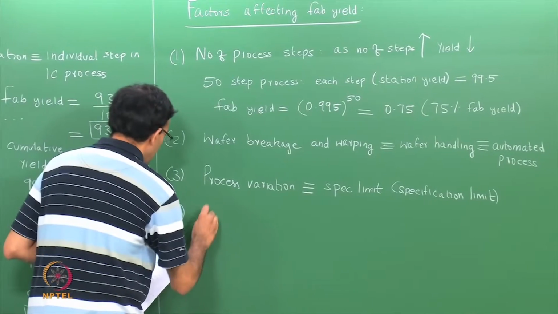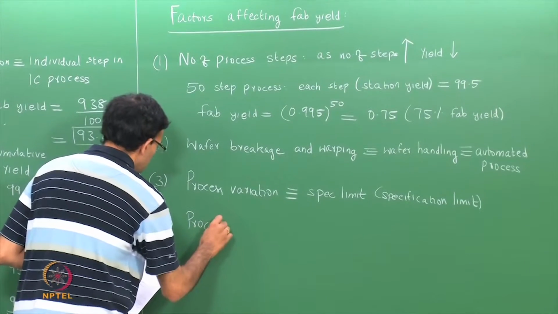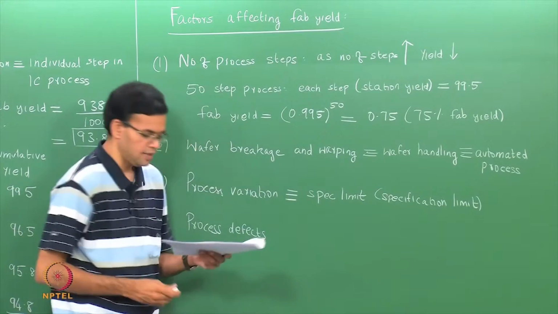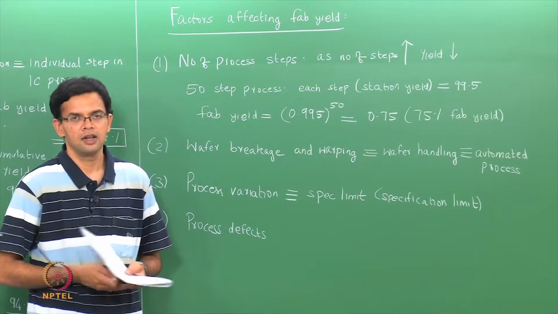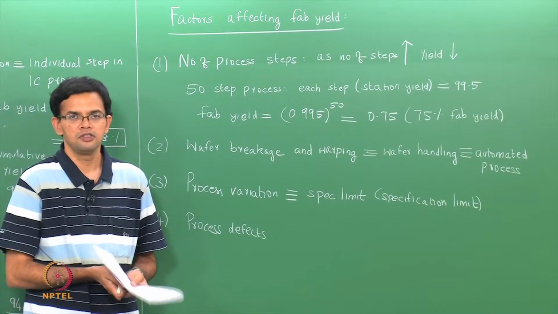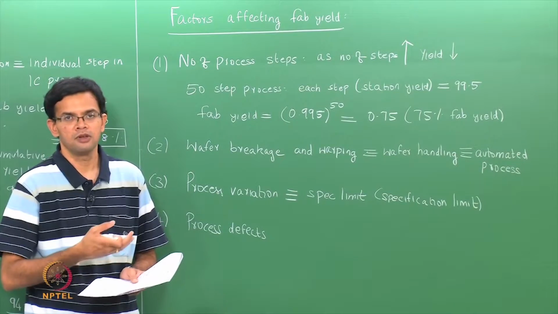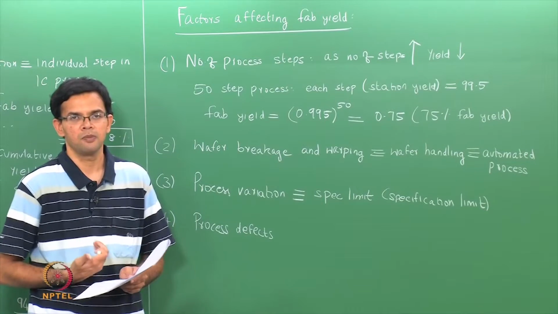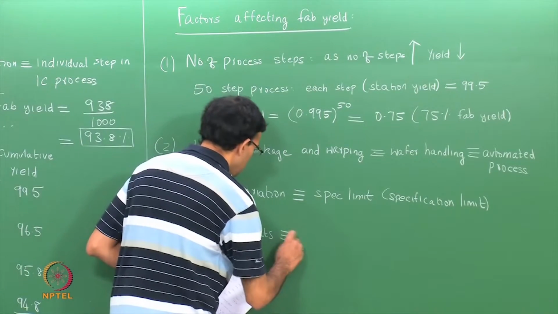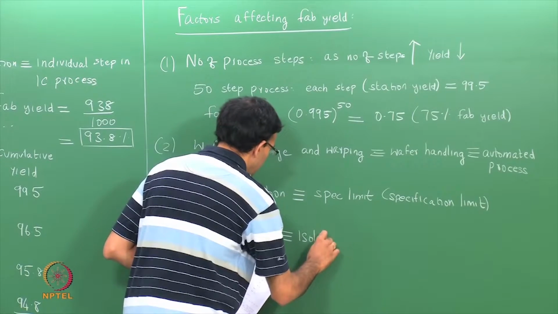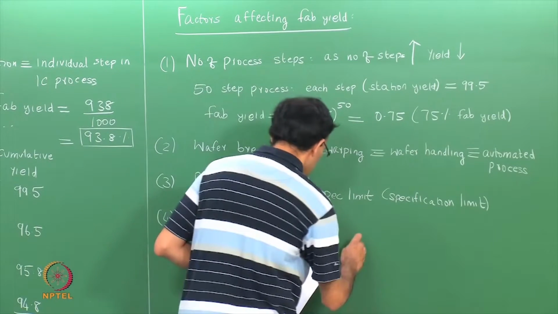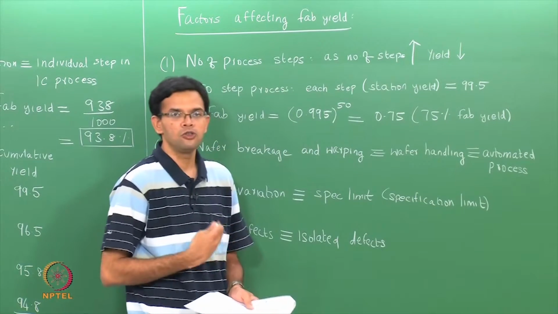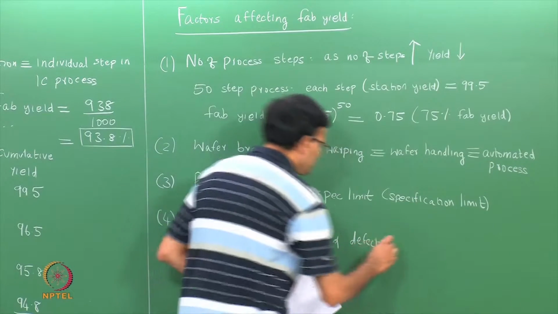The next one relates to the process defects. These are essentially isolated defects that are caused during the process. So, this could be related to the process steps, or it could be related to any contamination that arises from the process chamber and so on. So, these are isolated defects, either related to the process or to the equipment.